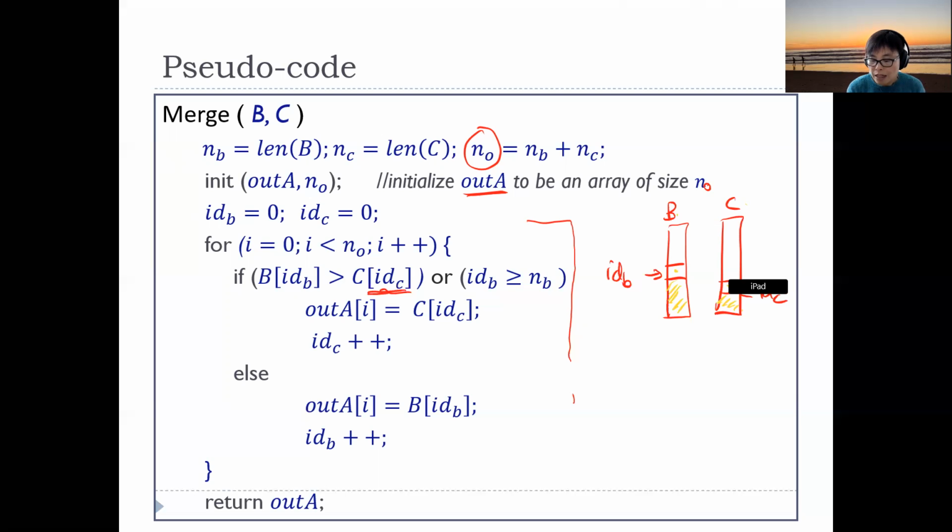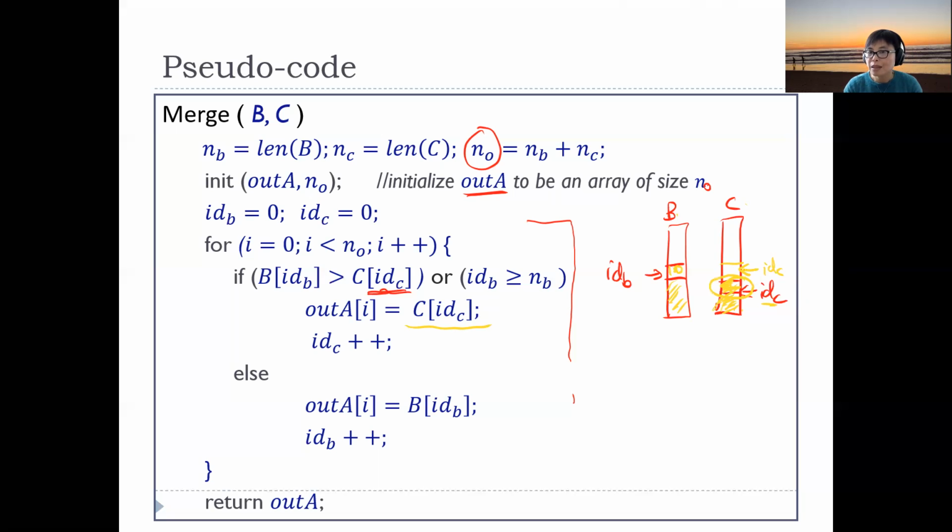So if this number at IDB is bigger than this one, that means the smallest one is the one stored in here. Let's say, for example, this is 10 and this is 4, then clearly the smaller one is the one stored at IDC, and that's what we do. We output this number to the merged array, and meanwhile we increment this IDC by 1. We move this up because this one is also already processed and output. So we move this up by 1 and we repeat.